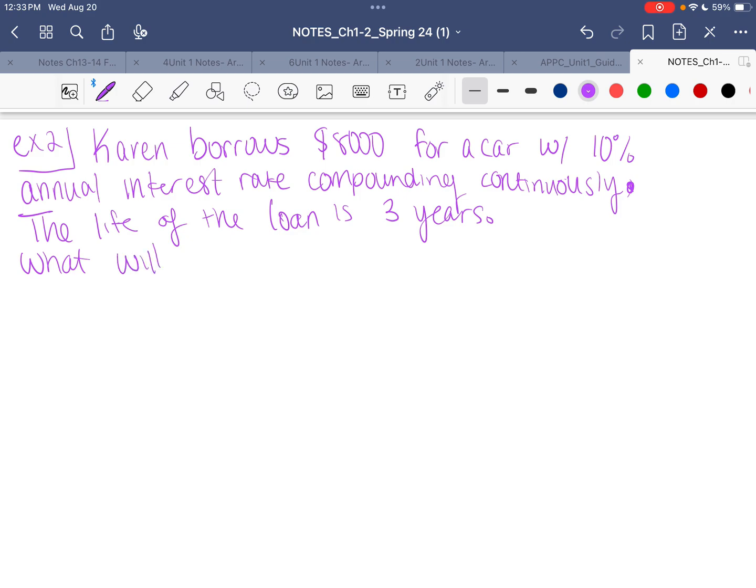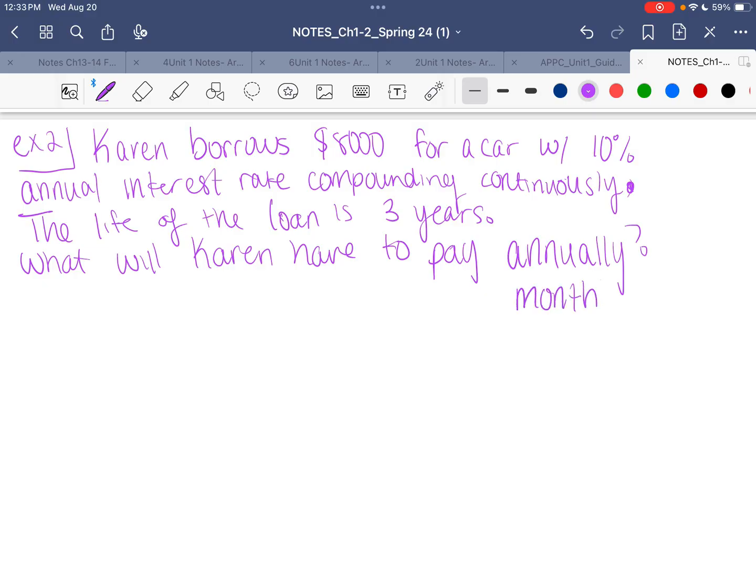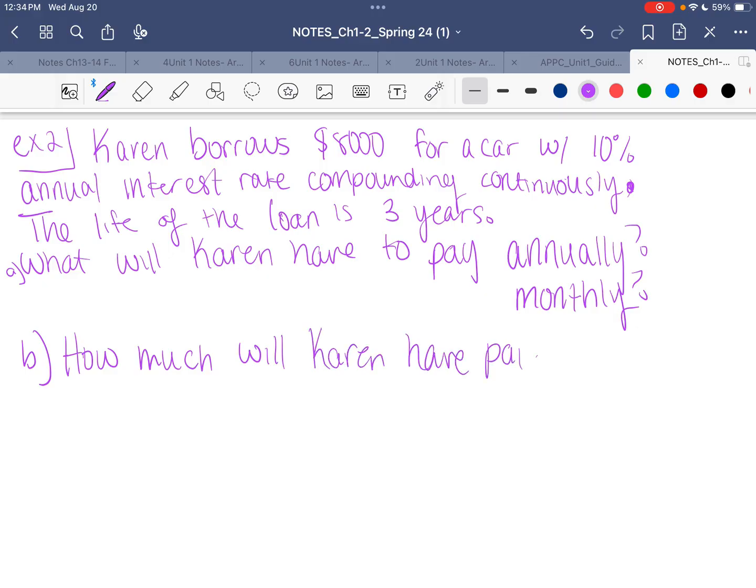What will Karen have to pay the bank or whoever is giving the loan annually? And then same question, monthly. Like, what would her monthly payments be? We'll say that's A. And then part B, how much will Karen have paid in interest during the 3 years time period? Or maybe we'll say after 3 years worth of payments.